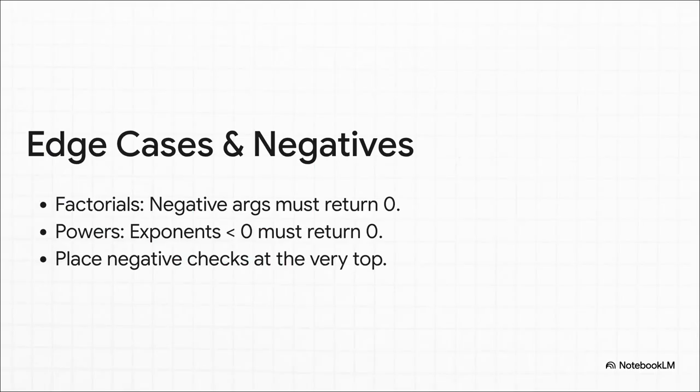Now, before you even think about writing a loop or a recursive call, we've got to talk about edge cases. For the factorials in exercises 00 and 01, any negative argument passed in has to return 0, period. And for the powers in exercises 02 and 03, if the exponent is strictly lower than 0, again, return 0. Here is a massive tip from me to you. Put these negative checks at the very top of your functions. Seriously, if a bad input comes your way, you want to catch it immediately and return 0 before your code even dreams of entering a loop or piling up a recursive stack.